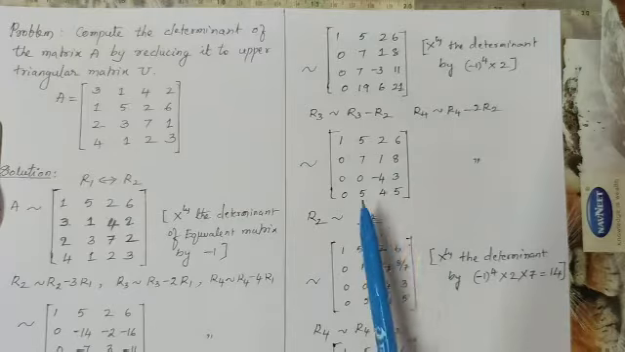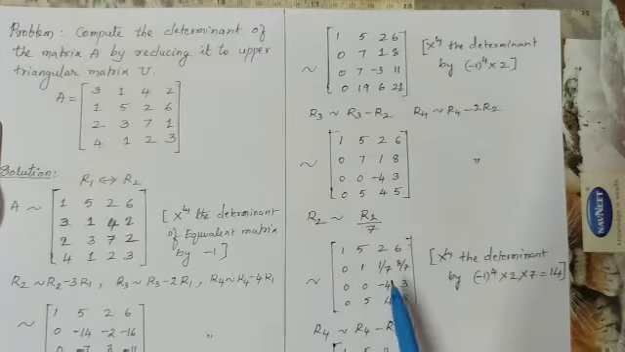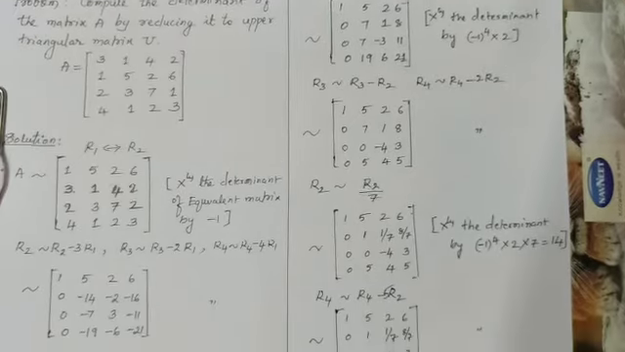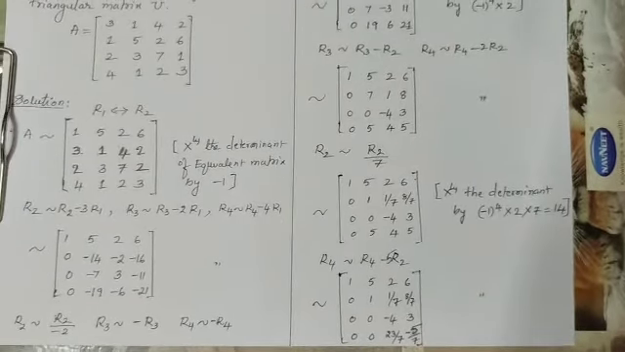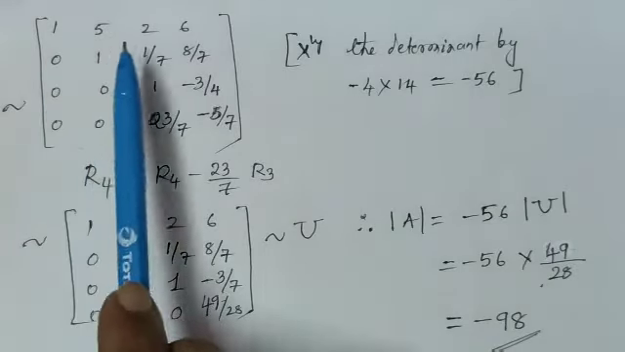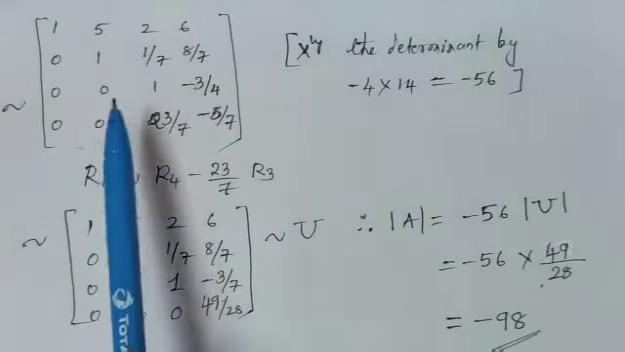Now after dividing I got this matrix. Now I will make this entry 0 with the operation R4 is equivalent to R4 minus 5 R2. If I do this operation, you can see that you will get this matrix. What is this matrix? 1 5 2 6, 0 1 1 by 7 8 by 7, 0 0 minus 4 3 0. So this becomes a 0, and here the calculation becomes 23 by 7, so minus 5 by 7. Therefore the matrix becomes 1 5 2 6, 0 1 1 by 7 8 by 7, 0.